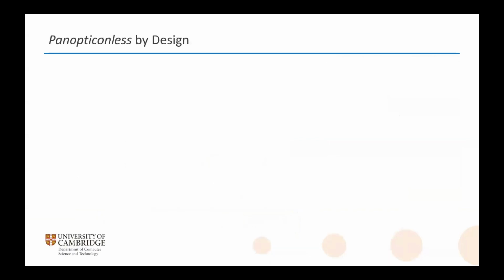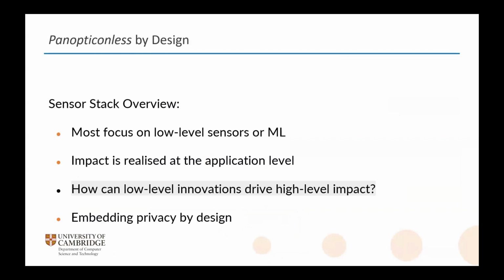Given all these examples, how do we create a digital twin system that is panopticon-less by design? We first of all have to start with the sensor stack. First, we focus on low-level sensors that use these machine learning systems, and then realize that the impact is actually realized at the very application layer. So the question is, how do you create sensors that limit what's achievable at the very end? How can we embrace privacy preservation from the very bottom so that it impacts the high-level applications? This is done by embedding privacy-forward thinking at the very lowest level.